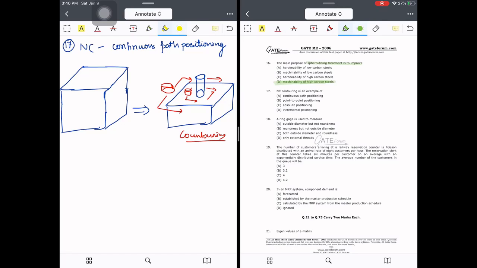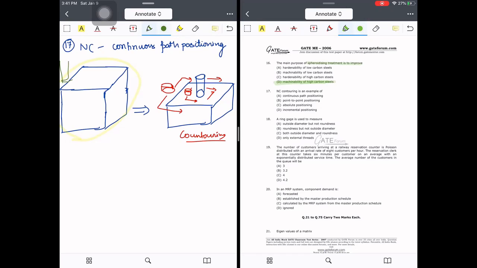Now question number 17, NC contouring is an example of. If you observe the previous years, I think GATE 2004 or 2005, they gave a few examples of operations like milling, drilling, arc welding, spot welding, and we had to identify which of them is a continuous NC process. Now they have reversed that question and given NC contouring process is an example of.